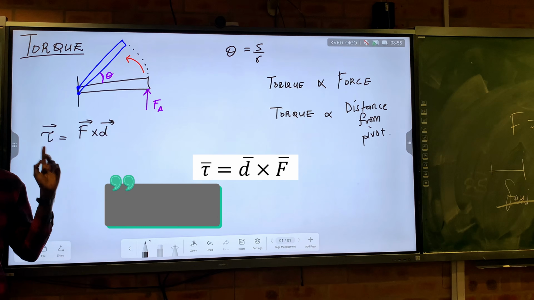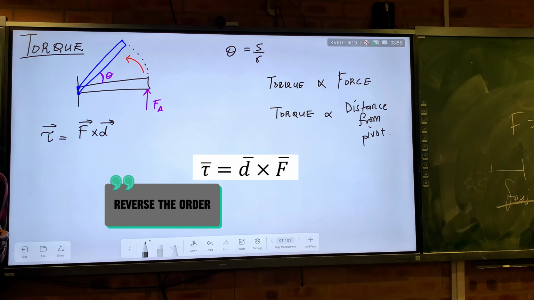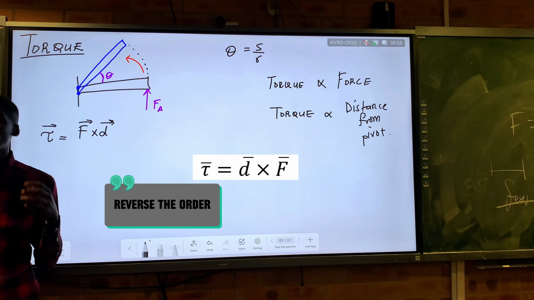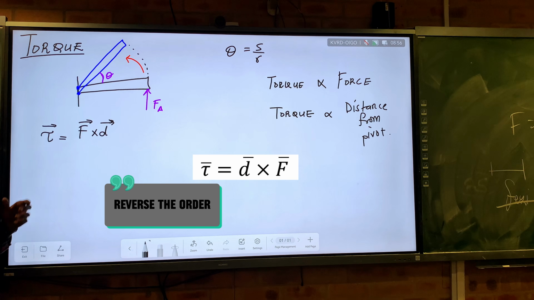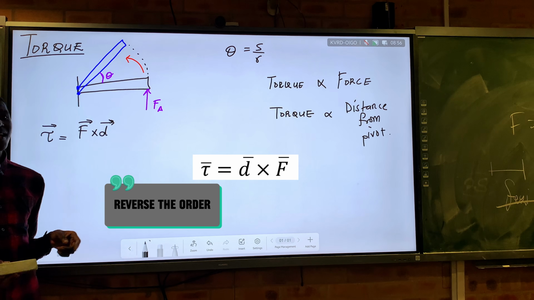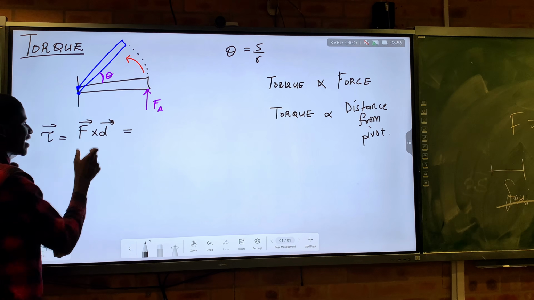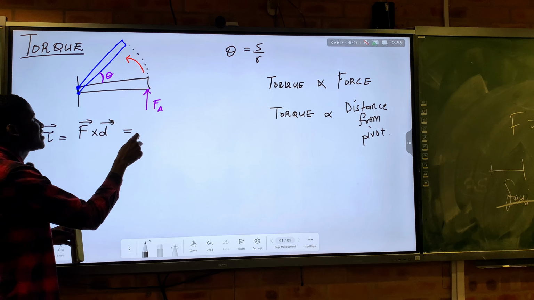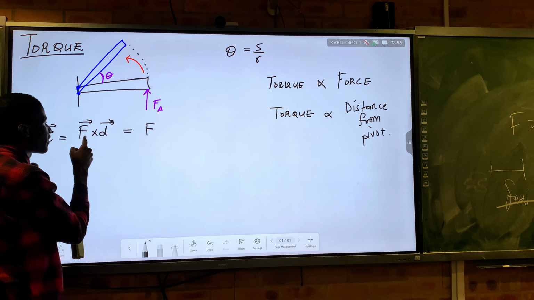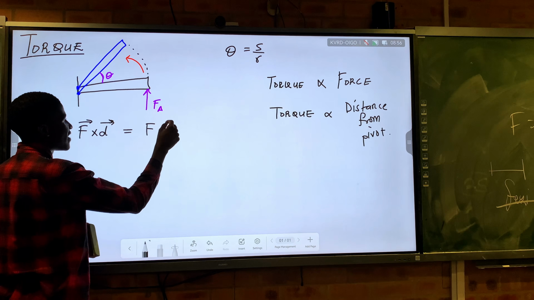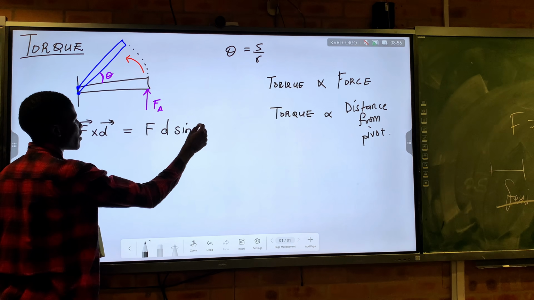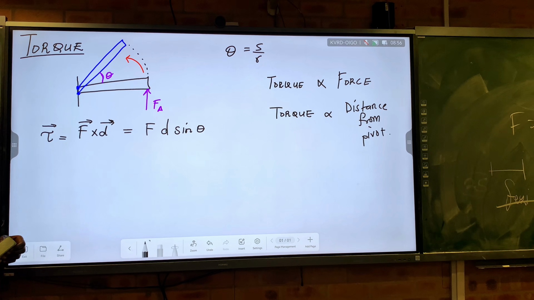So torque is a vector. It also has a direction, because when something is rotating, it rotates in a certain direction. So torque is a vector quantity, and we use the cross product, not the dot product. It's the cross product of the force vector and the displacement vector, the distance vector. We know how to express a cross product in terms of magnitude: it equals the magnitude of the force multiplied by the distance, multiplied by sine of theta, whereby theta is the angle between the force and the distance.